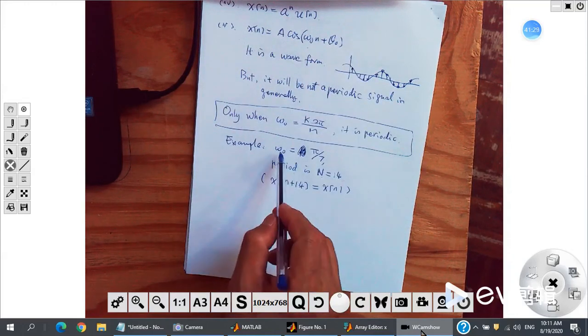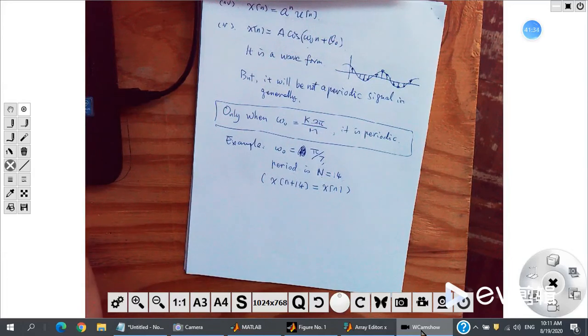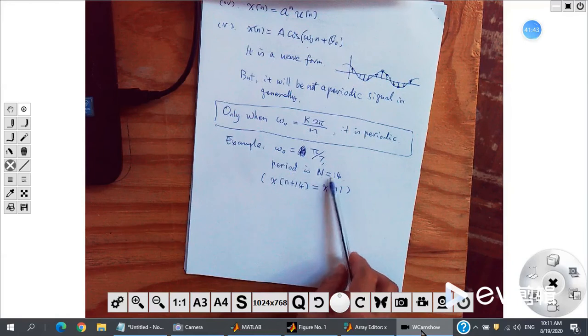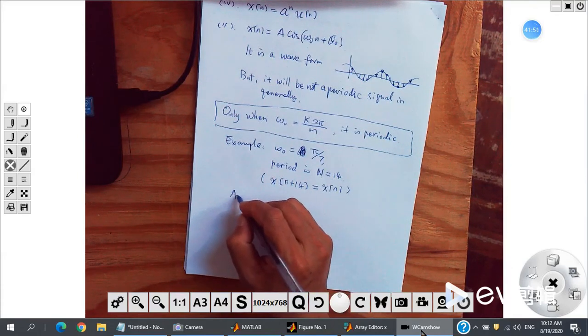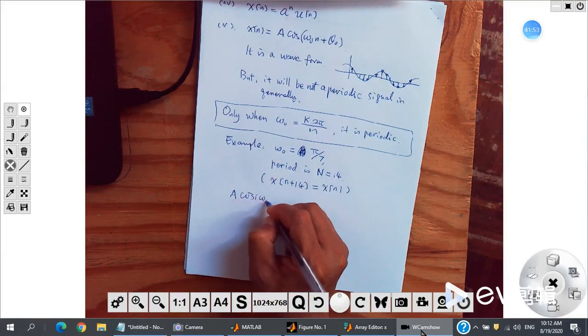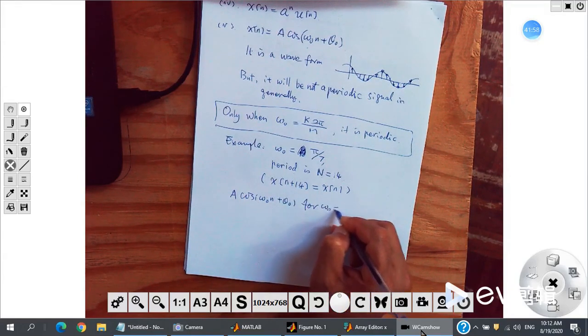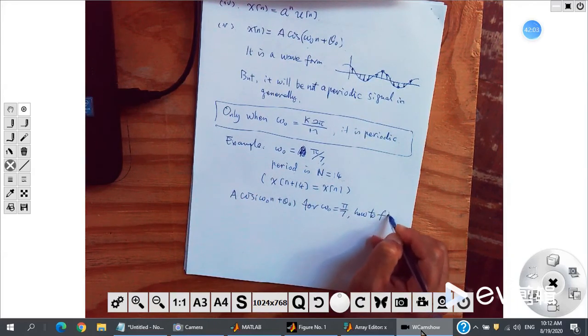But when omega 0 cannot be written in this way, it is not a periodic signal. This is somehow different. Here, I use MATLAB, I use the computer to find the period. You can also use a calculator to find the period. For cosine of omega 0 n plus theta 0 with omega 0 equal to pi over 7, how to find the period?